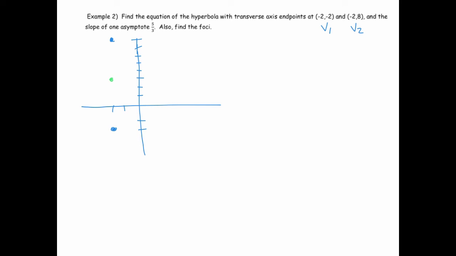But again, notice the distance from either side is 5 in that case. Counting up 5 from the center in both directions. So now I know that my center is equal to -2, 3.